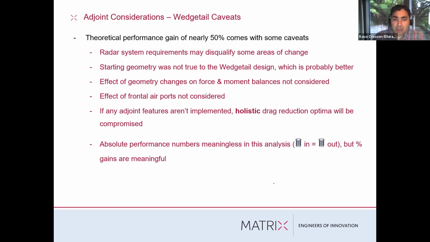Worth also pointing out that absolute performance numbers are pretty meaningless in this analysis just because of the crude starting geometry and all that. But the percentage gains are meaningful because they're a difference between start and end. And so that makes the adjoint solver somewhat robust because you end up always doing a comparative analysis between two similar models. So you're comparing A to B as it's going along and marching through the adjoint cycles.